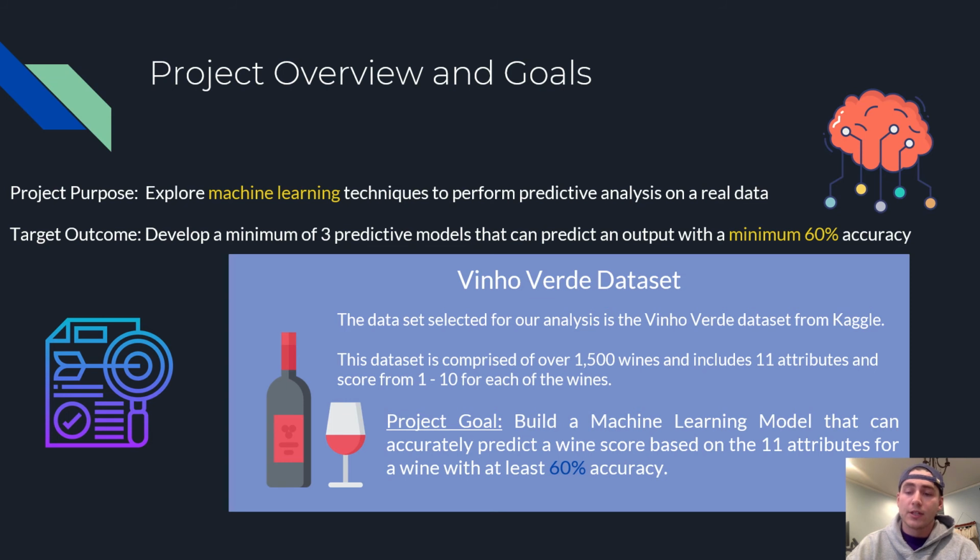The goal of our project was to build multiple machine learning models that can accurately predict a wine score based on its 11 attributes with a minimum of 60% accuracy. Now, let's discuss our dataset in more detail.